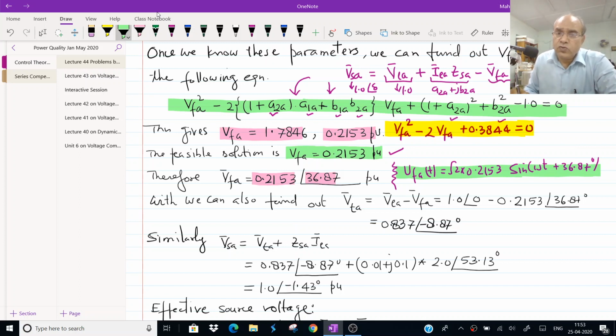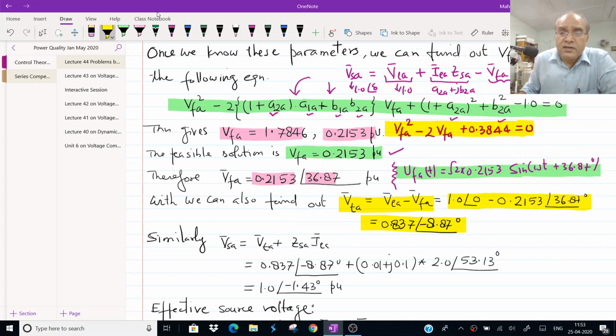Now once we know this voltage, we can find out the terminal voltage. So VTA is nothing but VLA minus VFA, which is 1.0 angle of 0 minus 0.12153 angle of 36.87. This becomes 0.837 angle of minus 8.87.